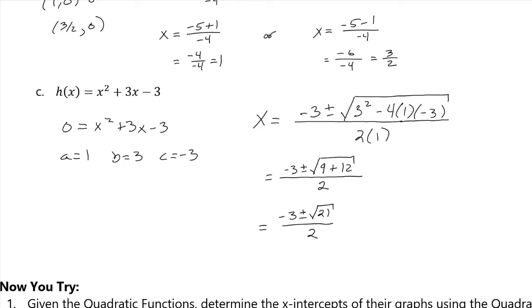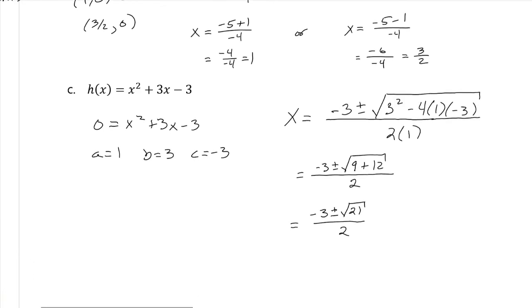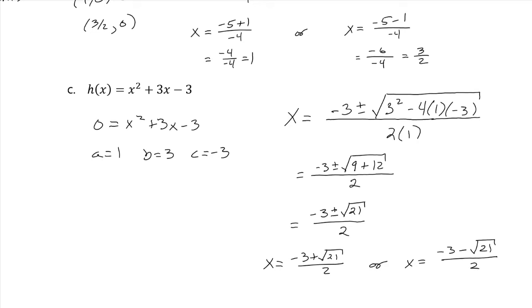Now this is a little interesting because the square root of 21 doesn't simplify in any way. There's nothing we can pull out of this. There's no nice whole number square root of 21. So I can break this up as two separate things here. I could say x equals negative 3 plus the square root of 21 over 2, or x equals negative 3 minus the square root of 21 all over 2.